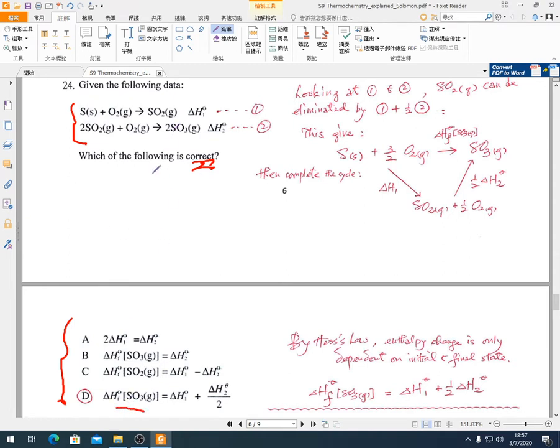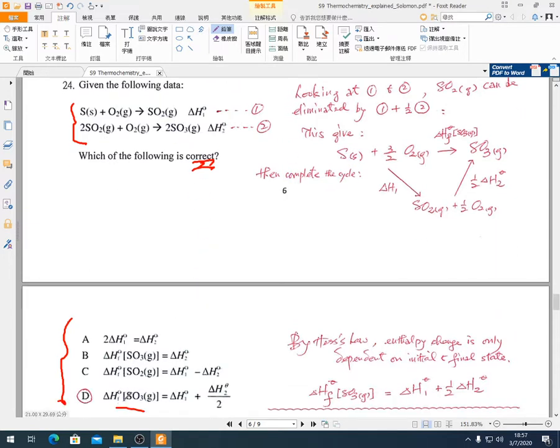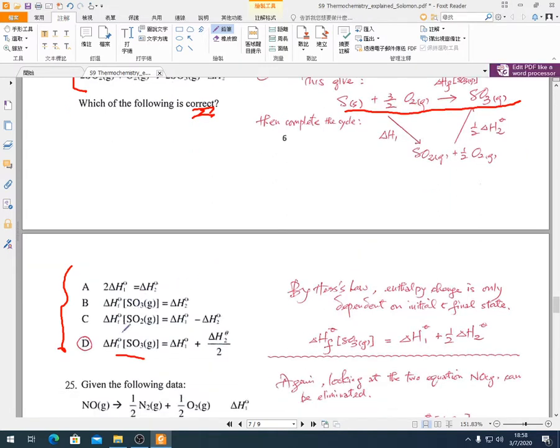So we just look at this one. Heat of formation is ΔHf. We write the heat of formation of SO3, because when we look at the answers, it appears twice. The heat of formation appears for B and D, so you have it appear twice.